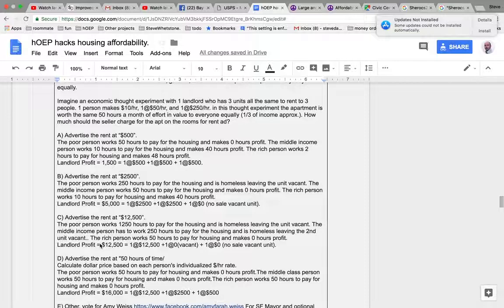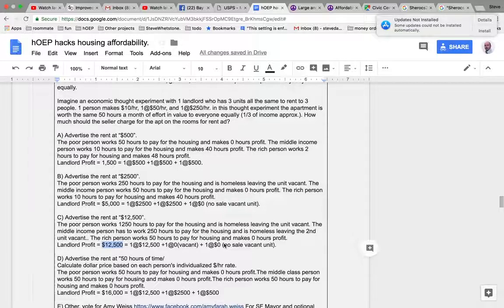So this is interesting, right? Because the highest profit for the landlord is if he has two vacant units. He's not even renting. So in this economy, the landlord is incentivized to create vacancies. It seems like that actually does happen.